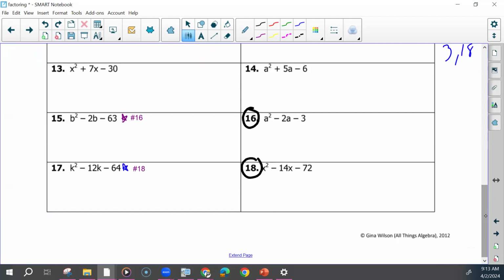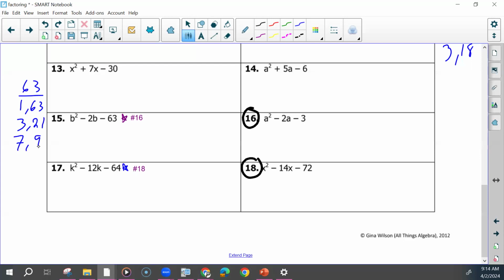So now we have two negatives. So let's think about factors of 63. 1 and 63. 3 and 21. 7 and 9. And I believe that's it.